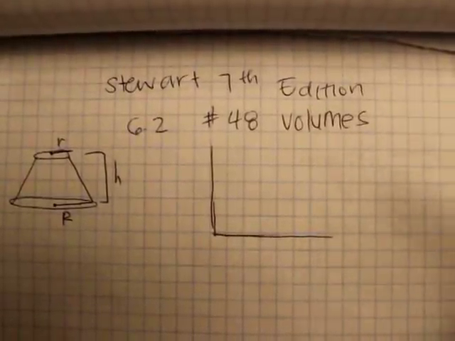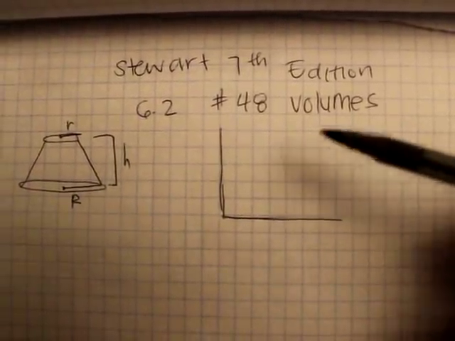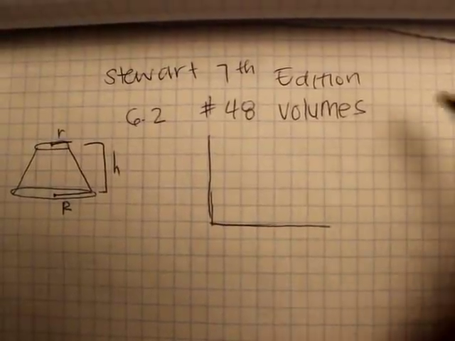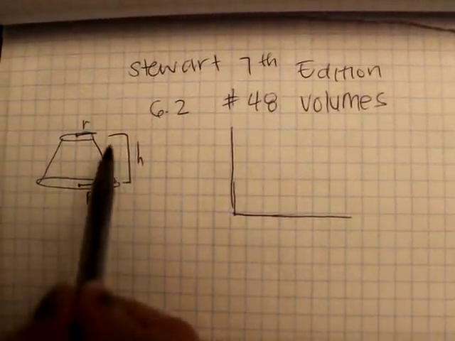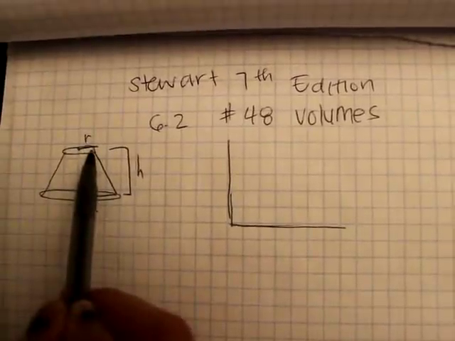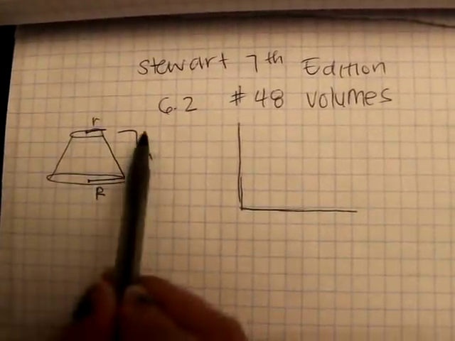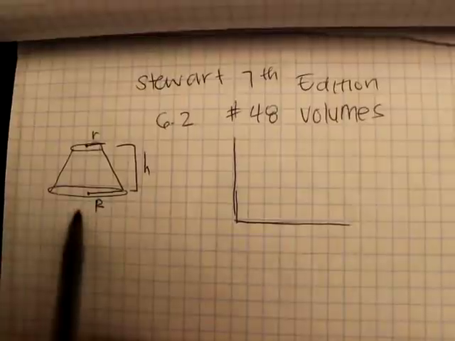Today we'll be doing Stewart's 7th edition 6.2, question number 48, relating to volumes. The question gives us the frustum of a cone with two different radii, little r and big R, with a height of h. Now we have to find the volume of it.